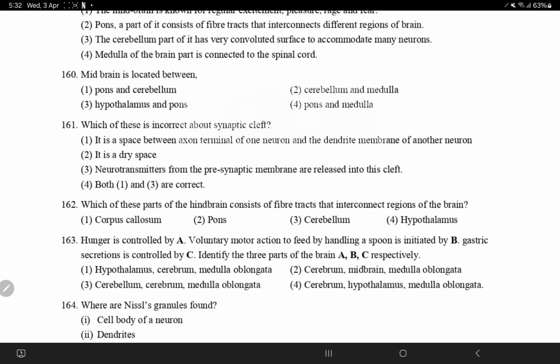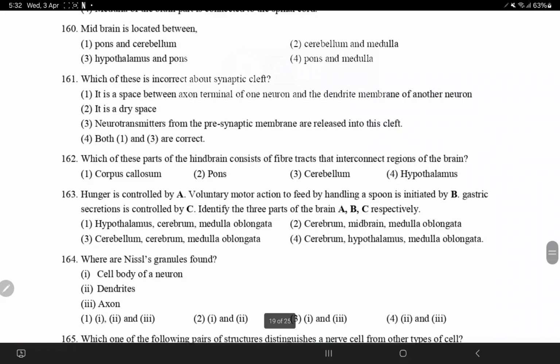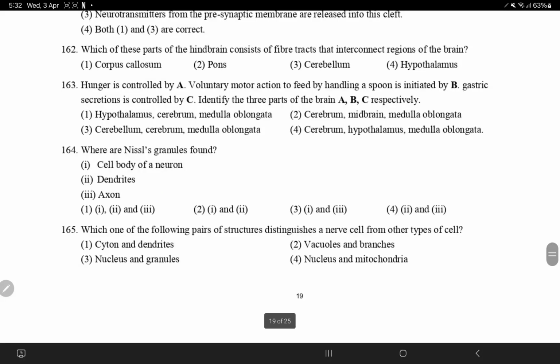Midbrain is located between hypothalamus and pons. Which of these is incorrect about synaptic cleft? It is the space between axon terminal of one neuron and dendrite membrane of another neuron. So both 1 and 3. Neurotransmitter from the presynaptic membrane is released into the cleft. 1 and 3 are correct. Which of these parts of hindbrain consists of fiber tracts that are interconnected regions of the brain? Pons. Option 2.